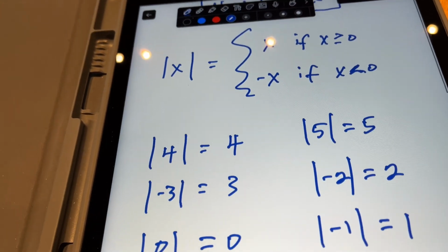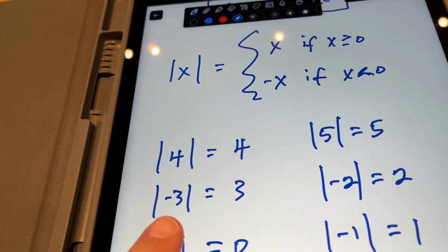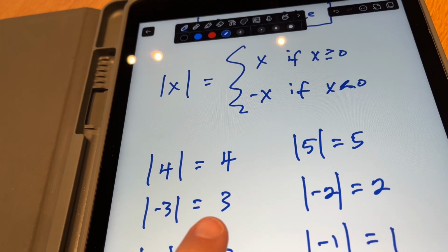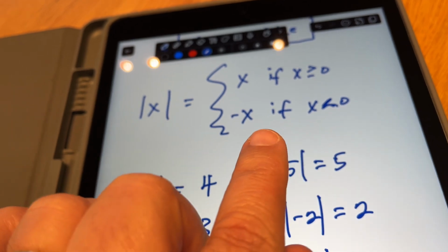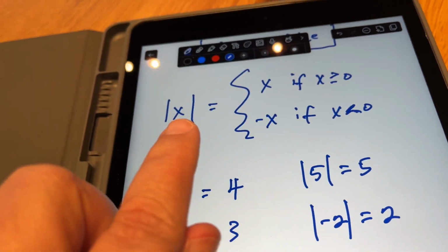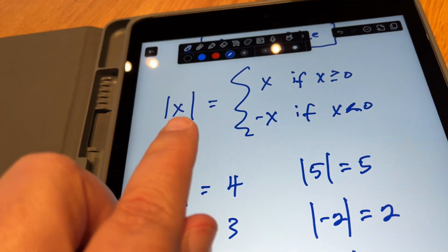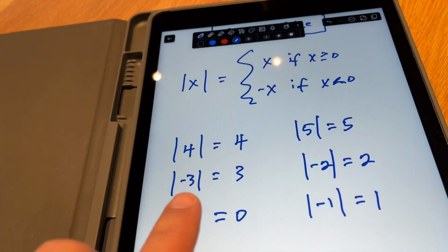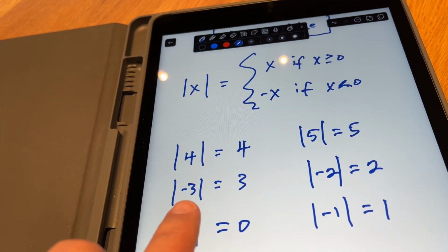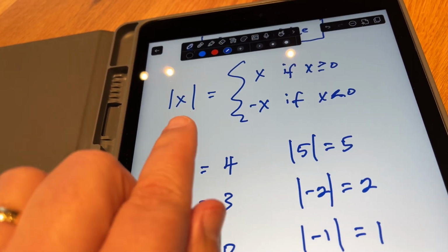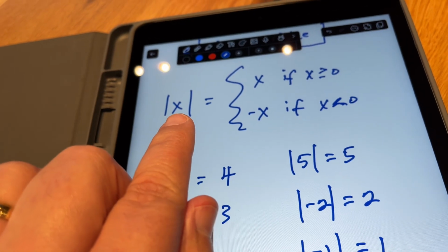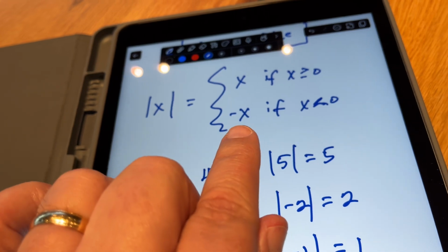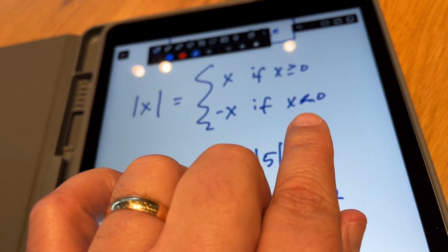However, down here, the absolute value of negative 3 is 3. In other words, because this number is less than 0, the answer is the opposite of that. So the answer isn't that number. The answer here is not that number. It's the opposite of that number. That's what this is communicating. So the absolute value of a number is the opposite of that number if x is less than 0.